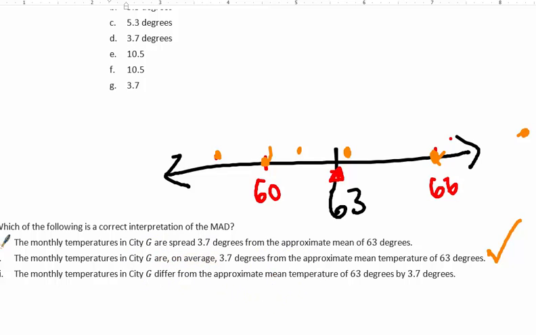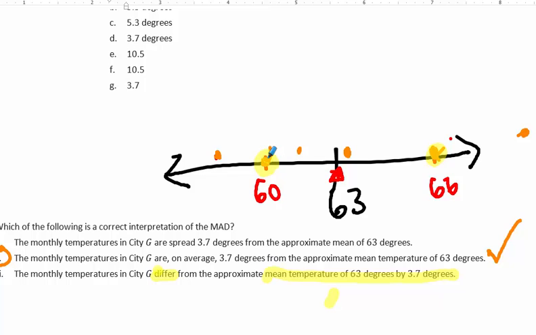So my last one, I know this one is correct, but we have to check to see if there's more than one. My last one is the monthly temperatures in City G differ from the approximate mean temperature of 63 degrees by 3.7. Well, that means that differ means subtraction or taking away. So they're away from my mean temperature by 3.7. That means that my monthly temperatures are exactly what? Are exactly 3.7. That means that they'd only be here or only be about here.